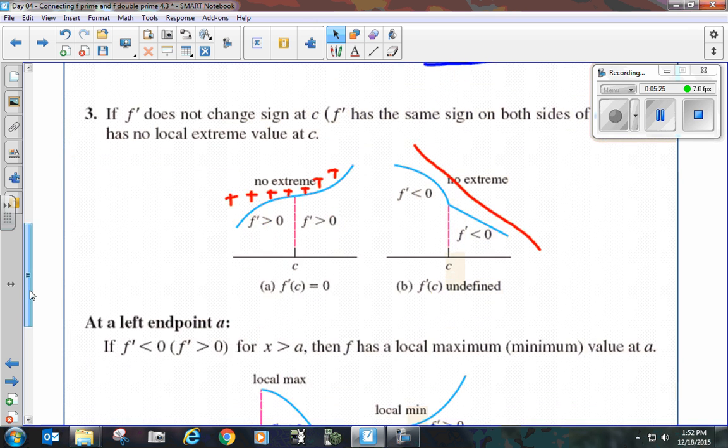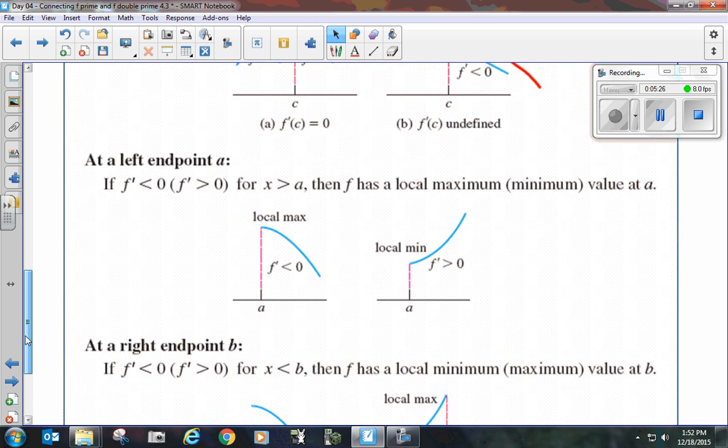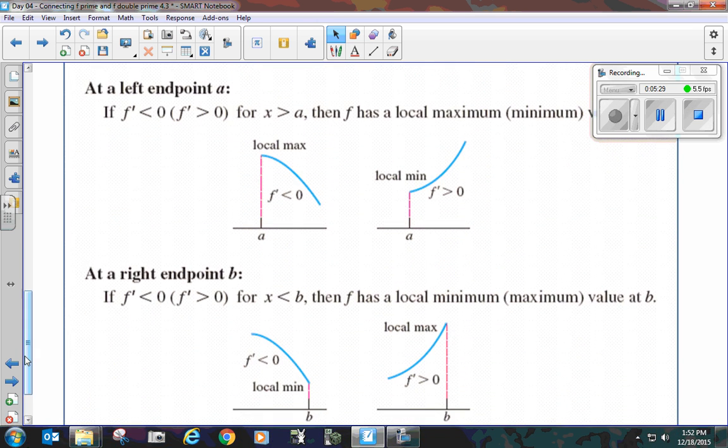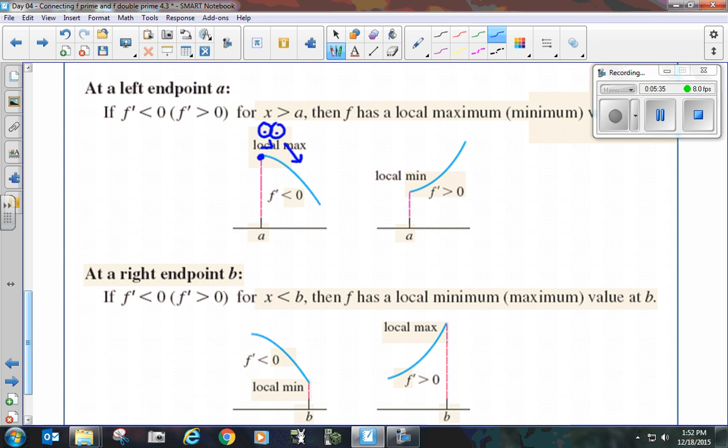And all this stuff is down here. This is a description of what I just drew with you with the eyes. There are your eyes. There's your nose, and you're looking down. That's a maximum because the slope is all negative after that point. All right?